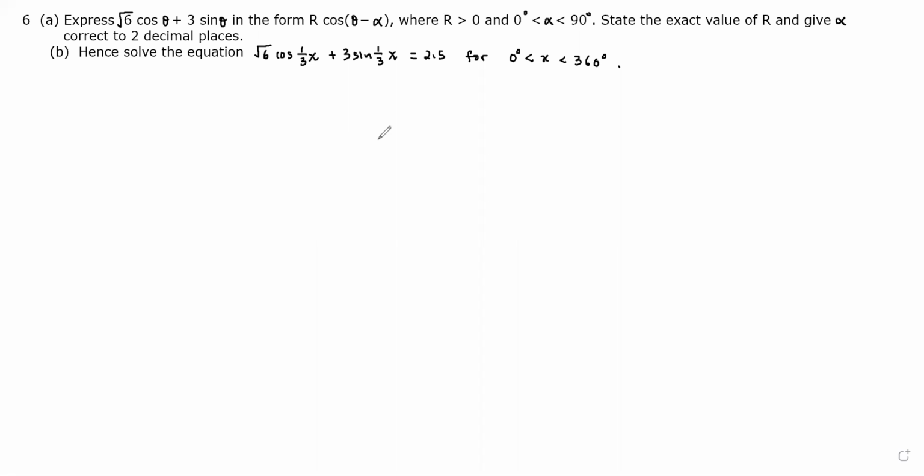Part A, express square root 6 cosine theta plus 3 sine theta in the form r cos(theta minus alpha). That is the auxiliary angle form. R must be positive and alpha must be in between 0 and 90 degrees, so a first quadrant angle. We need to find the exact value of R, and alpha must be correct to 2 decimal places.